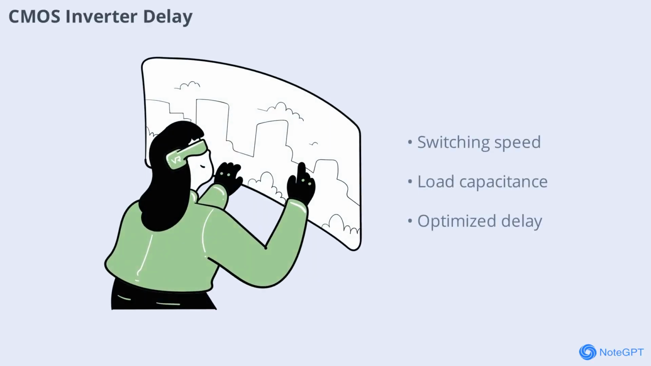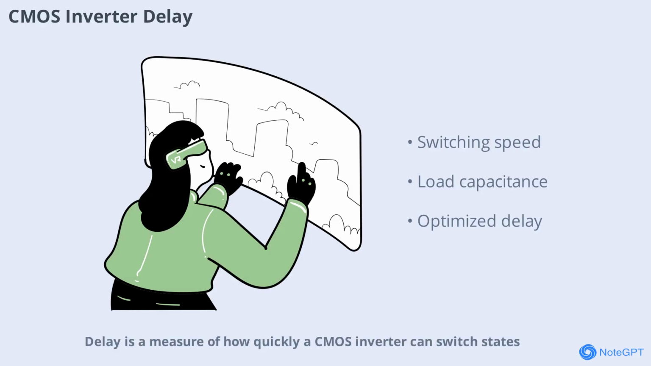Delay is a measure of how quickly a CMOS inverter can switch states. It depends on factors like load capacitance, transistor size, and supply voltage. Minimizing delay is crucial for high-speed circuits, especially in processors and memory. We'll discuss how designers calculate and optimize inverter delay for better performance.